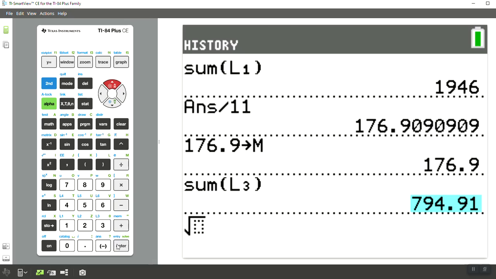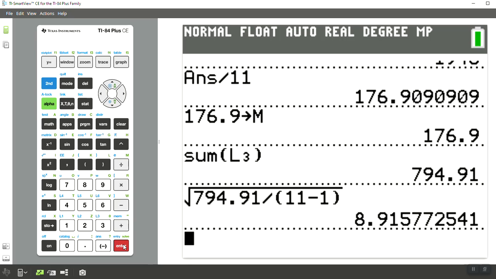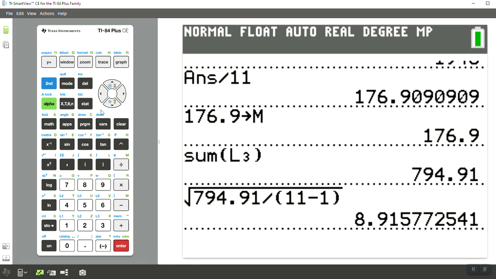Remember that the formula for the standard deviation, the sample standard deviation, is the square root of the sum that we just found of the squares of the differences between each of the values and the mean, all divided by what's called the degrees of freedom, which is n minus 1. Remember, there's 11 items, and that's stored into n, so 11 minus 1 is going to be 10. This finds the standard deviation, and rounding to the closest tenth, it would be 8.9.